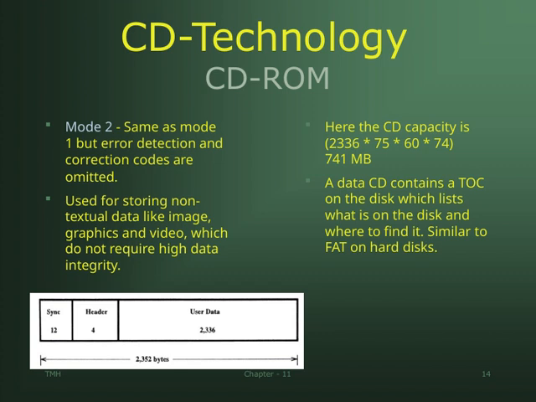So, in summary, Mode 2 is optimized for multimedia storage, where high data integrity isn't as critical, and the TOC plays a vital role in organizing and locating data on the CD. This understanding helps us appreciate how CD technology adapts to different types of data storage needs.